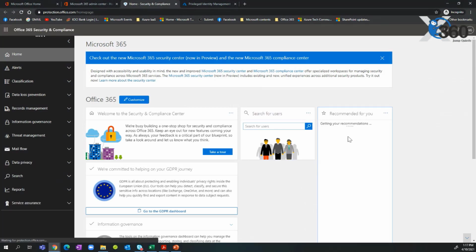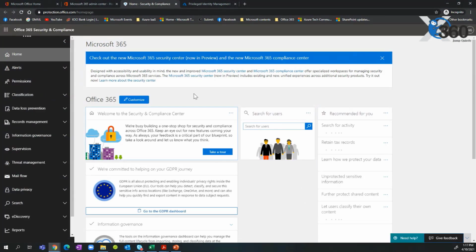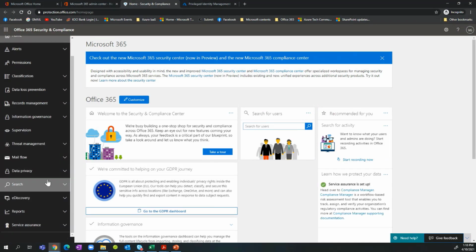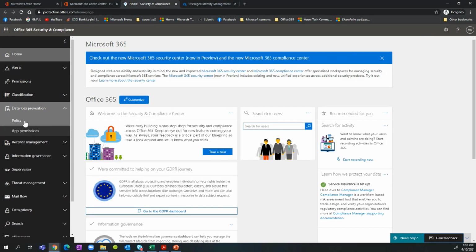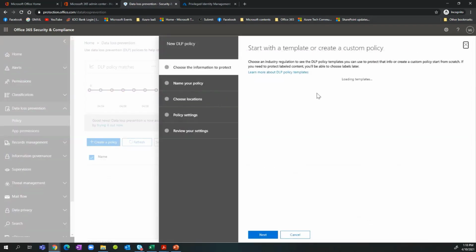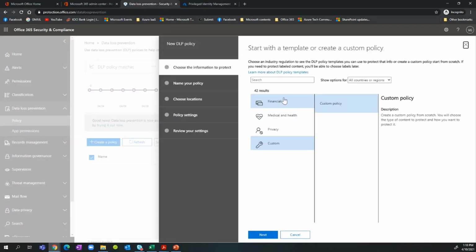And by the way, I'm running an E5 tenant. So in your case, if you're not seeing something which I'm seeing, that could be due to a license, so make sure that you're running the proper licensing. You have data loss prevention, wherein you can create whatever policies you want. From a policy standpoint, you can go with these templates, which are readily available, or you can create your own custom policy and your own regex patterns.